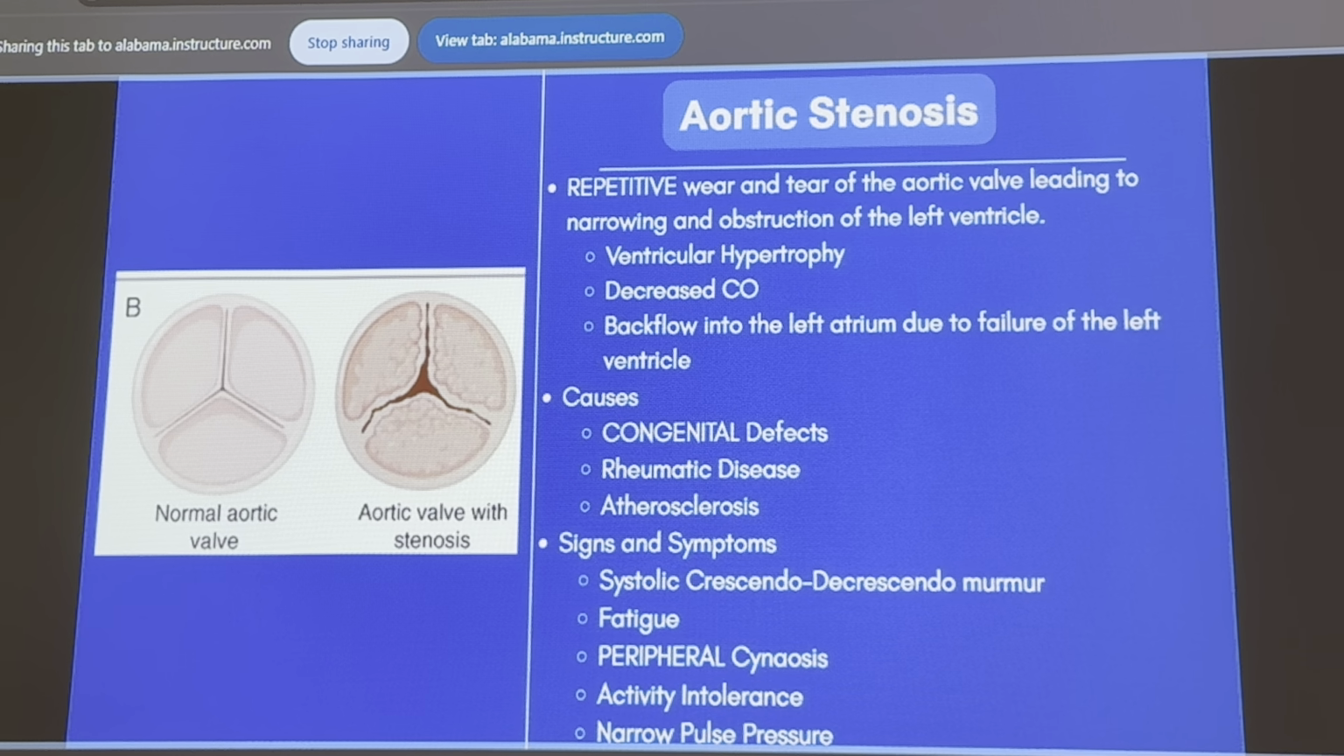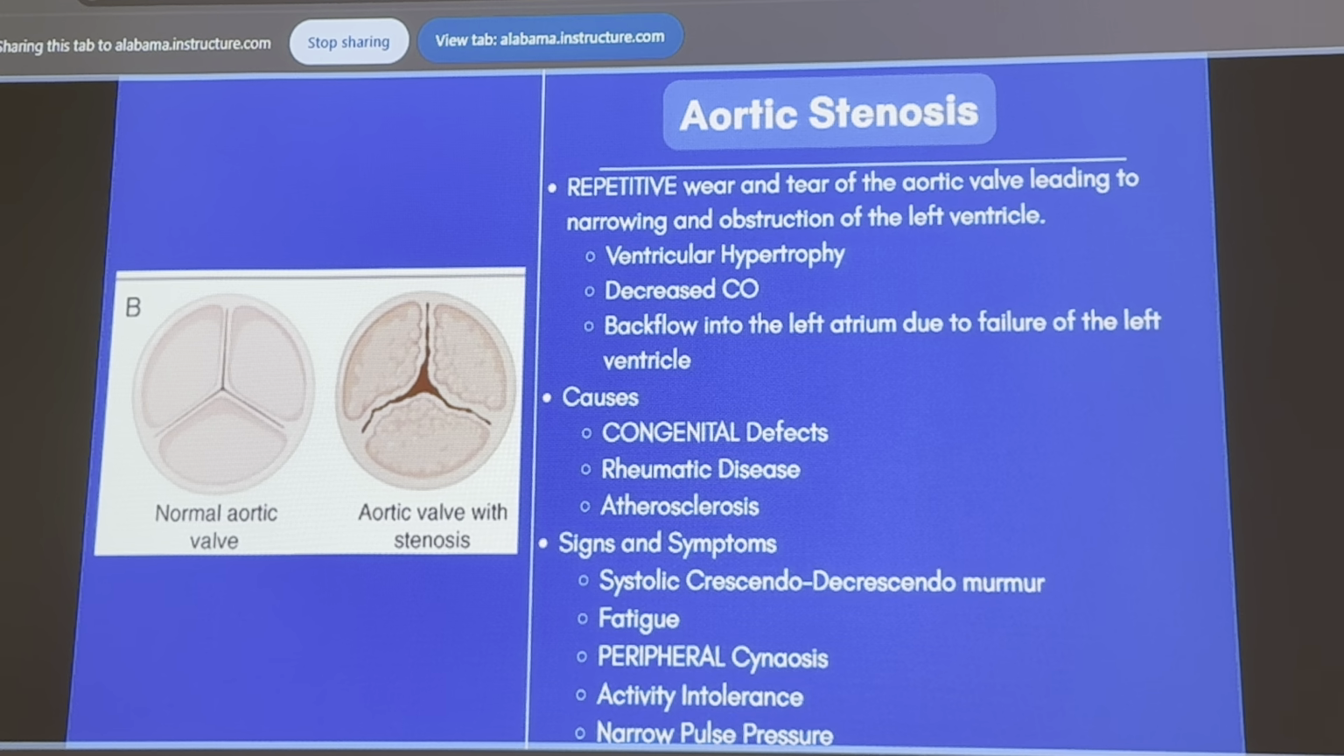So aortic stenosis. My aortic valve is not opening up as it should. For some reason or another, due to repetitive wear and tear, just kind of stiffening, calcification, those types of things. Types of causes: rheumatic disease, that's a big factor again.